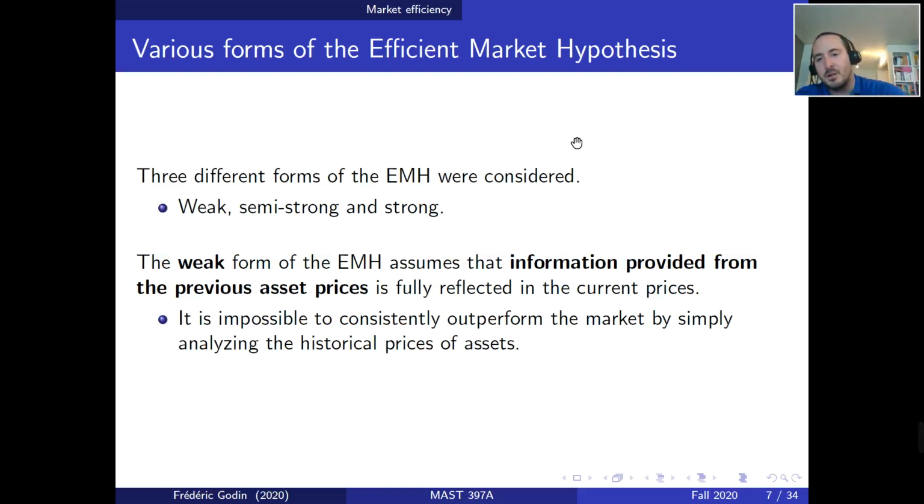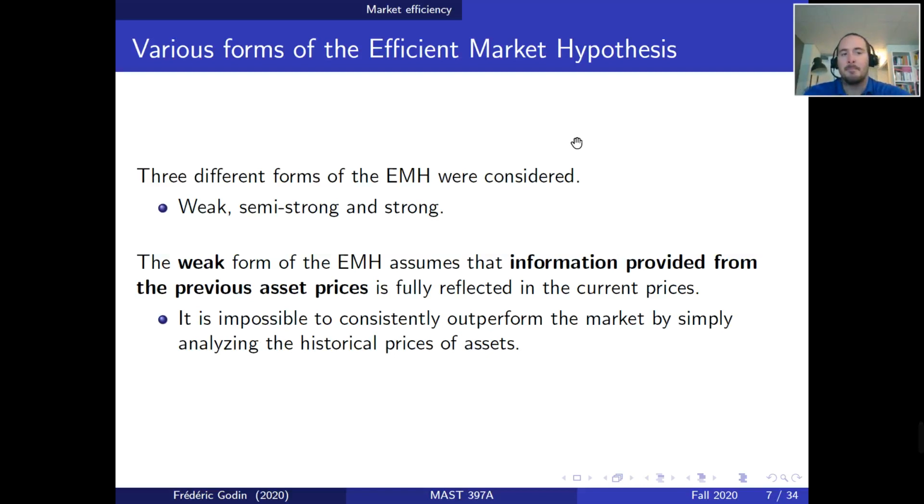The first version or form is the weak form of the efficient market hypothesis, which assumes that the information provided by previous asset prices is fully reflected in the current prices of an asset. What we mean by that is that it's impossible to consistently beat the markets simply by analyzing historical prices of stocks or assets.